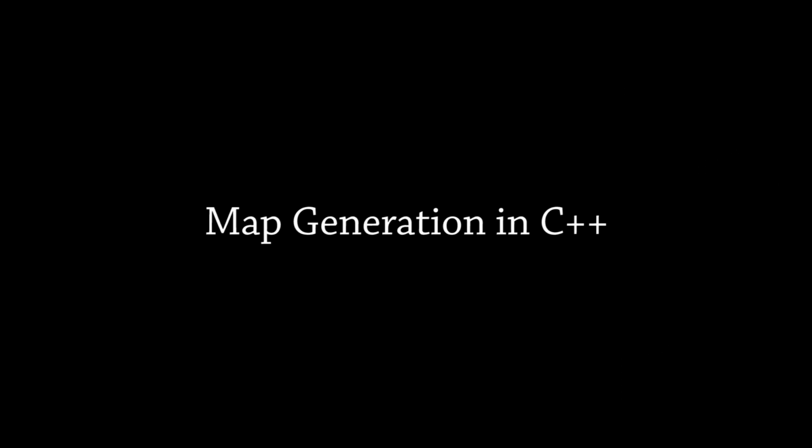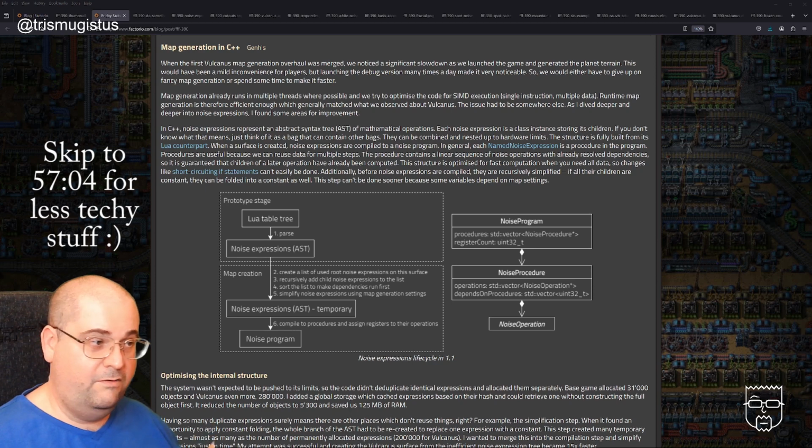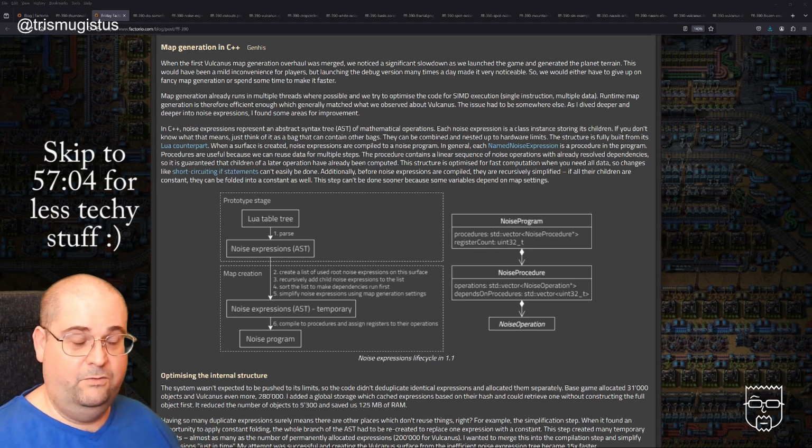Map generation in C++ by Genhis. Okay, so I said earlier on, I'll give a warning when this got super technical. I'd say it's been fairly technical so far. This goes into proper programming and code, etc. I'm not really going to explain it.